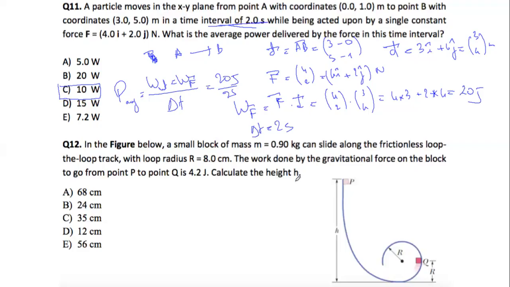Next problem. Read the problem carefully. I give you the mass of the small block, which is here at a point P. It goes through a loop-the-loop. I have shown you loop-the-loop. Here, the radius is given, and it's equal to 8 centimeters. So the radius is 0.08 meters.